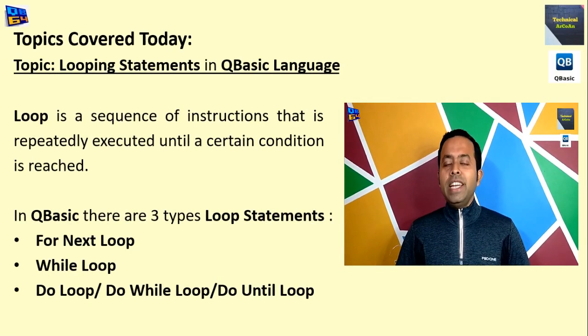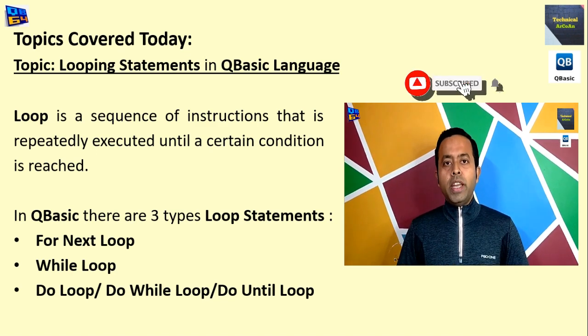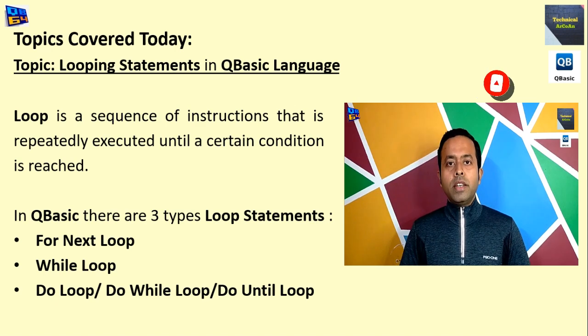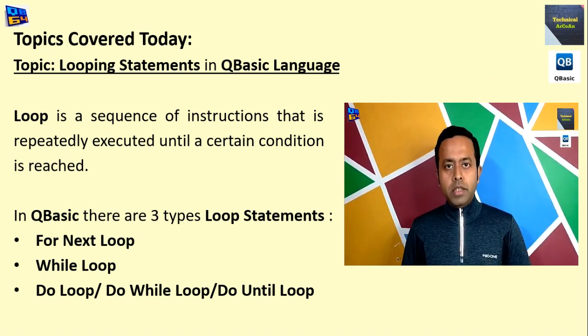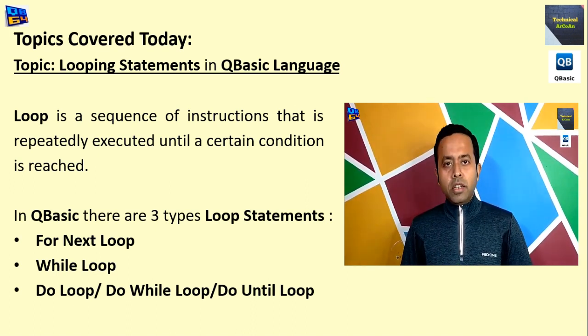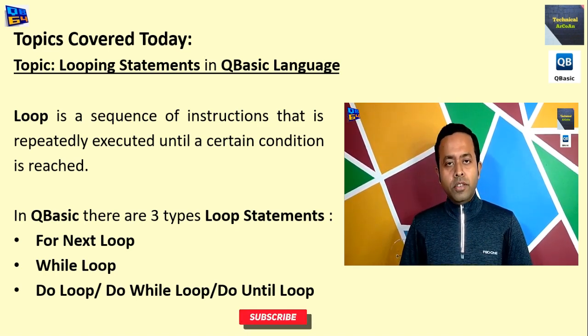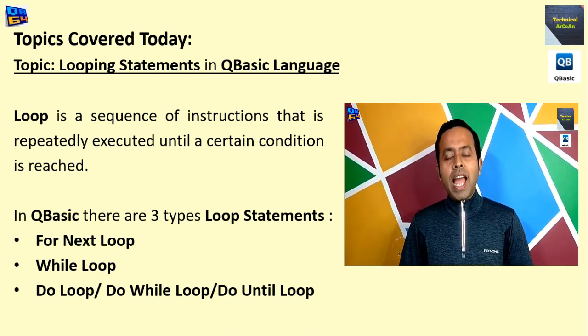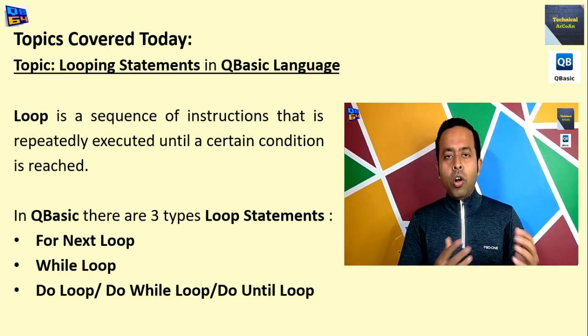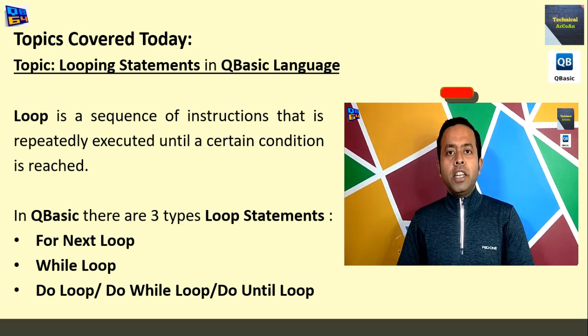You are watching my channel Technical Arquin, and today I will discuss the QBasic programming language, and in this video I will discuss looping statements in QBasic. Actually, a loop is a statement that executes repeatedly depending on some condition, and when the condition fails the loop terminates, right? So there are three types of loops in QBasic, and they are the FOR NEXT loop, the WHILE loop, and also the DO WHILE or UNTIL loop.